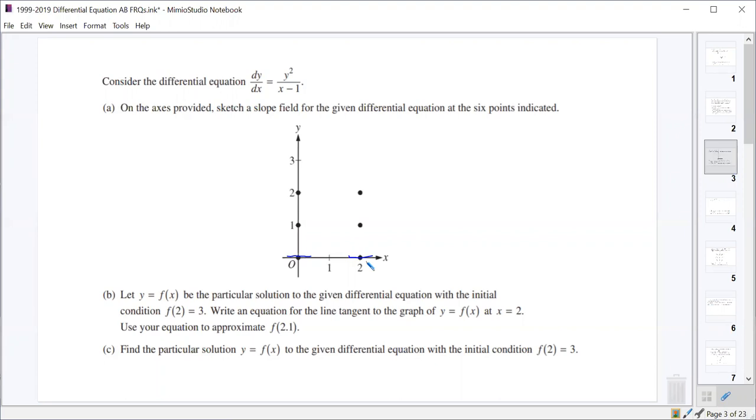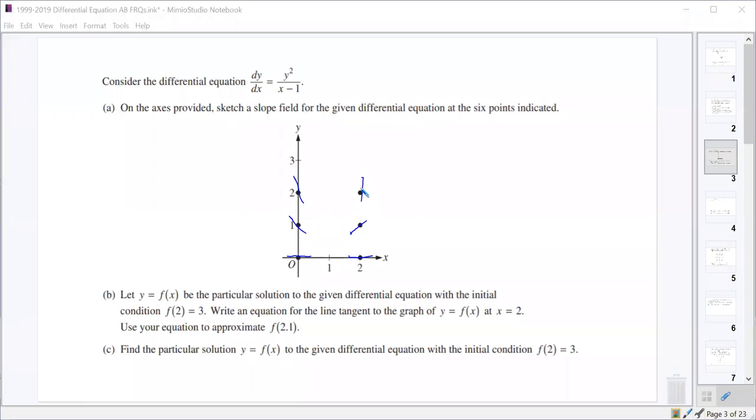And then we can plug in 0 for x, but 1 for y, and that should give us a slope of about -1. About like that. And then up here, where y is 2, we get 4 over -1, so much steeper, -4. And then over here at (2, 1), we should have 1 over 1, so a slope of 1. And here at (2, 2), we should have 4 over 1, so a slope of 4, pretty steep again. And that's what it should look like.